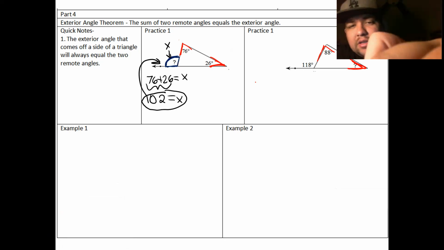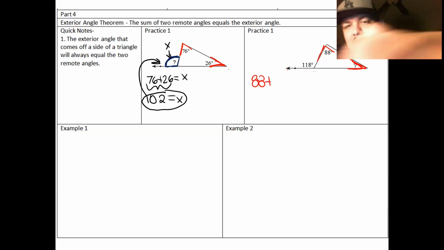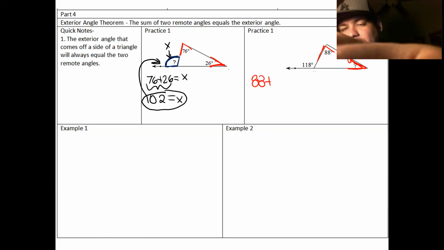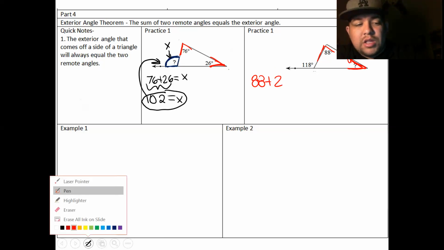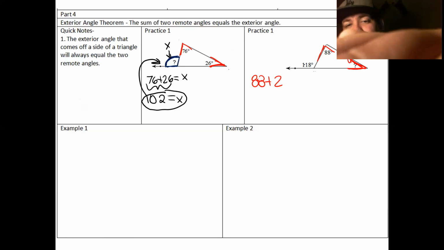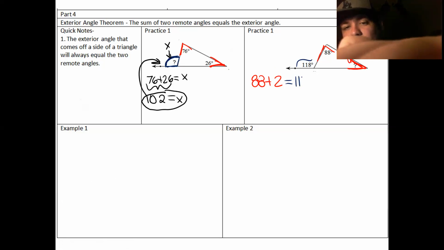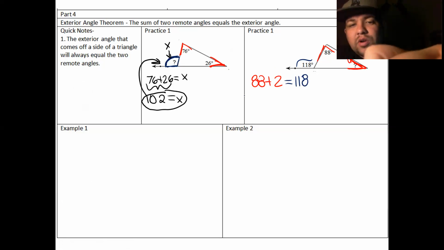would be 88. So I know that those two add up. So I'm going to say 88 plus, we'll just give it another term, I'll say z this time. We know that z will also equal the remote exterior angle, which is this 118.